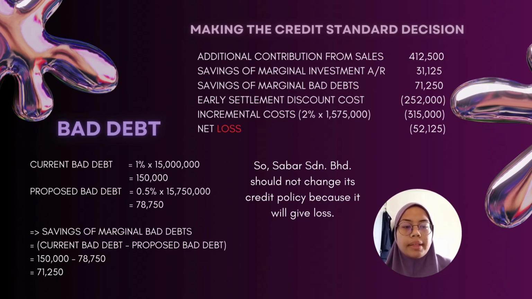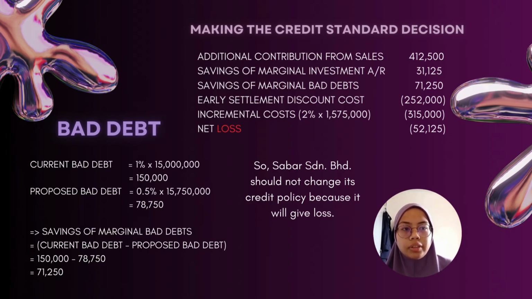The current bad debt is only 1%. So we will times it with the current sales, we will get 150,000. For proposed bad debt, it decreases to only 0.5%. So it will give us 78,750, and saving of marginal bad debt will give 71,250. So whether we need to change the policy or not, we need to make the credit standard decision.